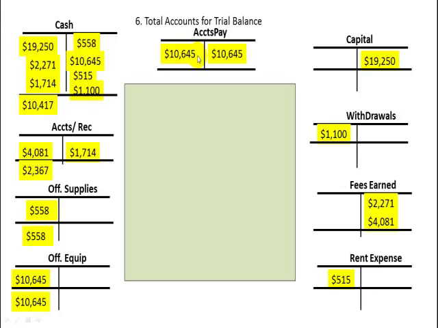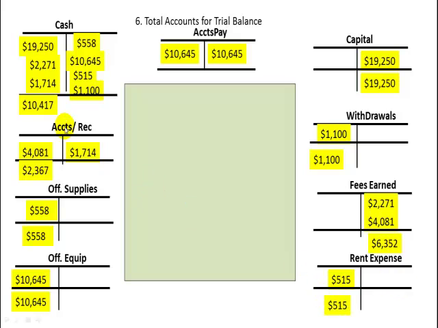The accounts payable has a zero balance, and any account that has a zero balance, you do not have to put on the trial balance, and so I'm not going to. Let's see, capital account, it's got a $19,250 credit balance. Looks like withdrawals has a $1,100 debit balance. My fees earned account has got a credit balance of $6,352. And it looks like my rent expense has got a debit balance of $515.